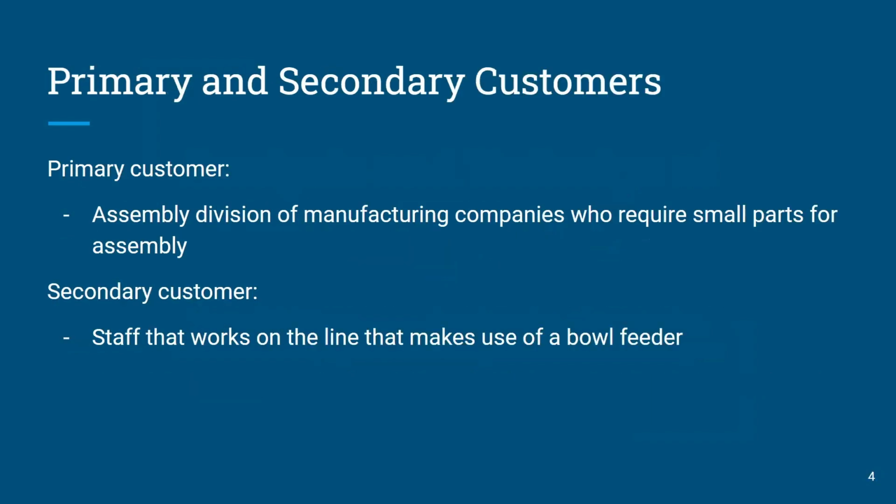We have a primary and secondary set of customers. Our primary customer is the assembly division of manufacturing companies who require small parts for assembly, and a subset of that, our secondary customer, is the staff that works on the line that makes use of said bolt feeder.